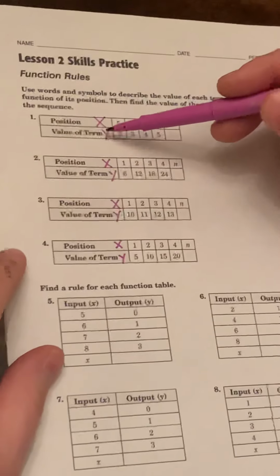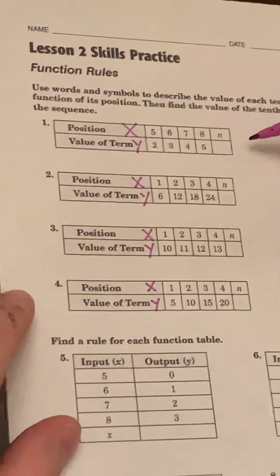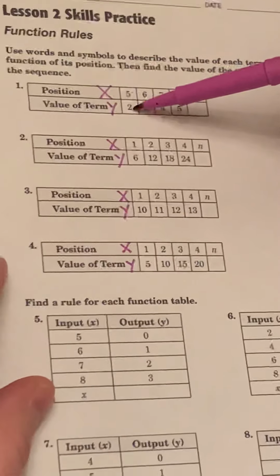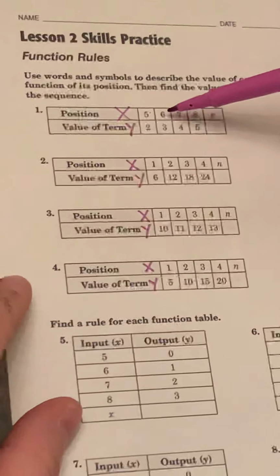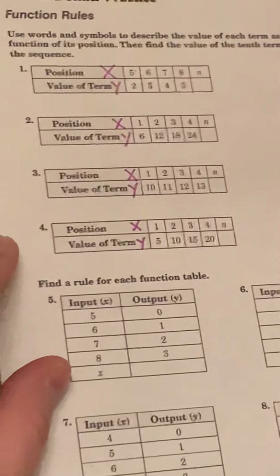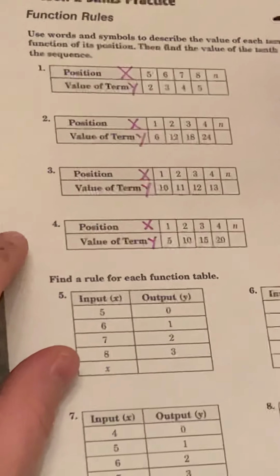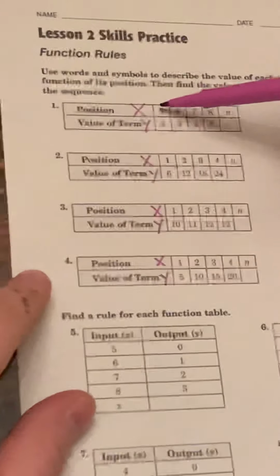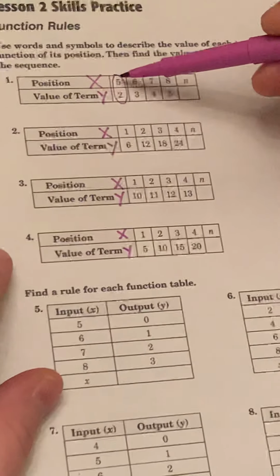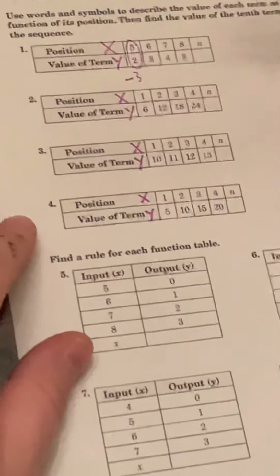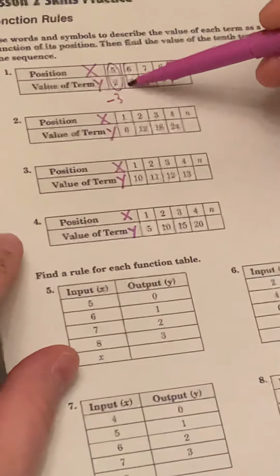So now let's talk about finding a function rule. Looking at the horizontal table first. When x is 5, it's saying y is 2. When x is 6, y is 3. When x is 7, y is 4. So I have to come up with a rule that's going to work every single time. So I'm going to think about this relationship right here. When x is 5, y is 2. Subtract 3.